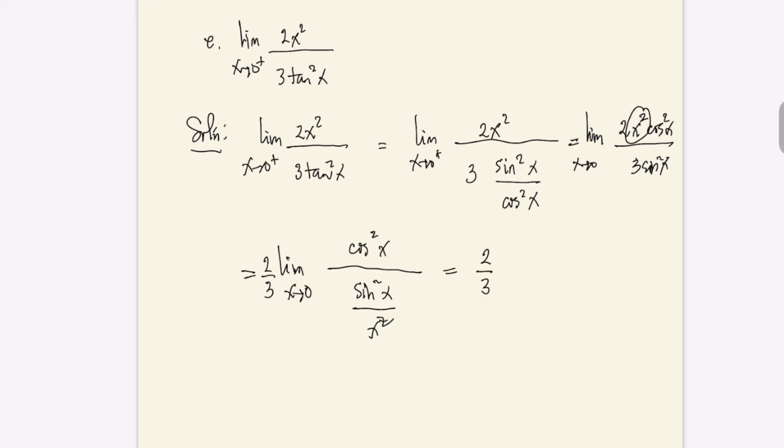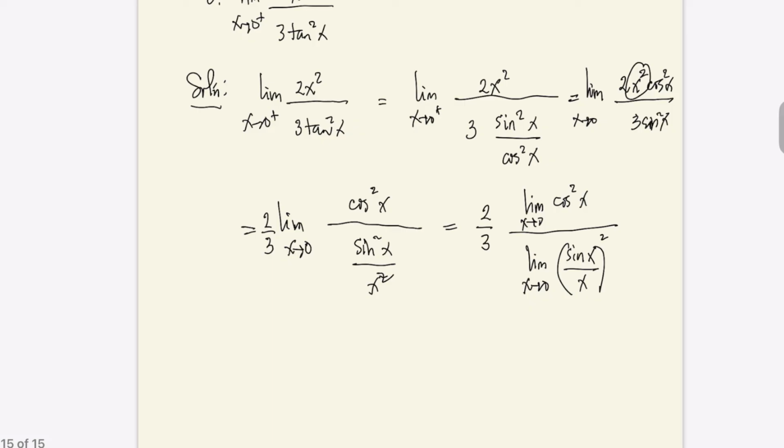And then I have the limit of cosine squared x as x approaches 0 all over the limit of sine x over x, squared outside, as x approaches 0. Then we can write it like this. We already have the result for that, and this is actually 1. This is actually 1, so the answer is 2/3.